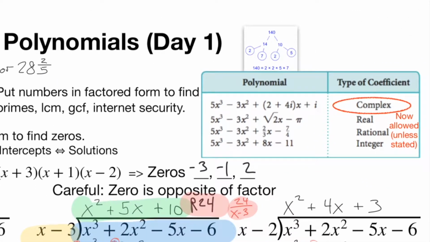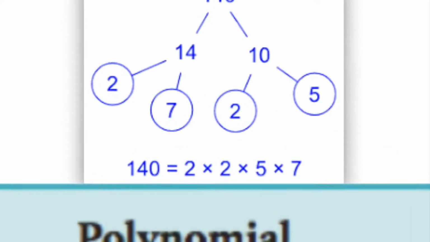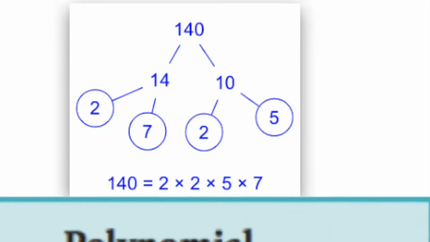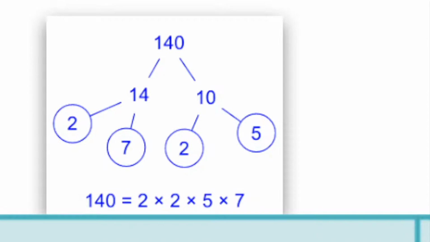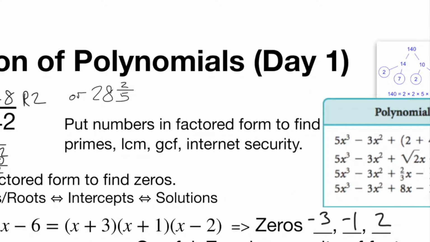Now, why is it important? It's important because we often want to take numbers like 140 and put it into factored form. Factored form like this would be reducing it all to the different factors, 2 times 2 times 5 times 7. And once it's in factored form, you can do lots of things with it, like you can find the primes, the least common multiple, the greatest common factor.